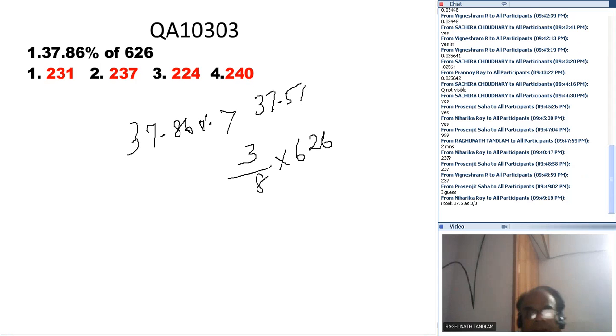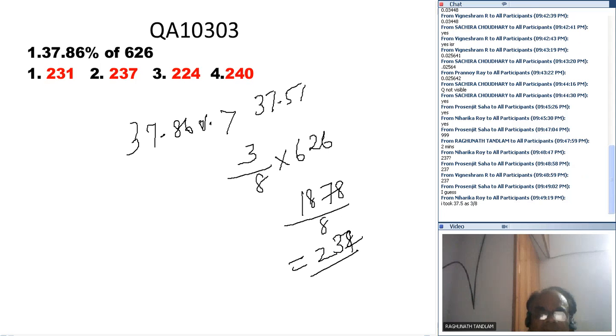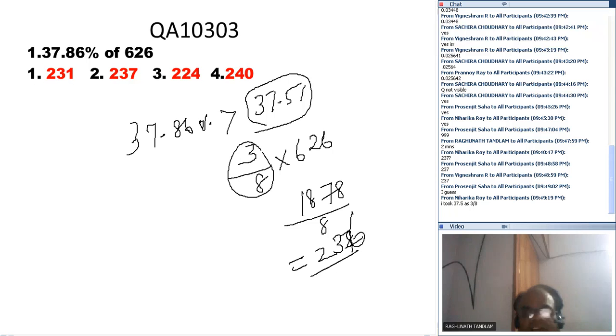Now I can do it faster. 626, I can divide by 8. 8 2s are 16, 3, etc. So roughly 78. 3 times 78 is 234, roughly 236. So 37.86% is more than 37.5, and 37.5 is 3 by 8. So I can easily do that. 236 should be slightly more than 236. Obviously not 240. Yeah, that's it.